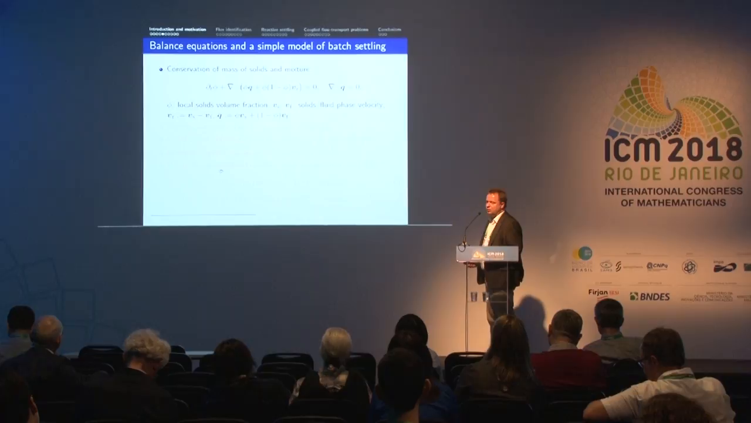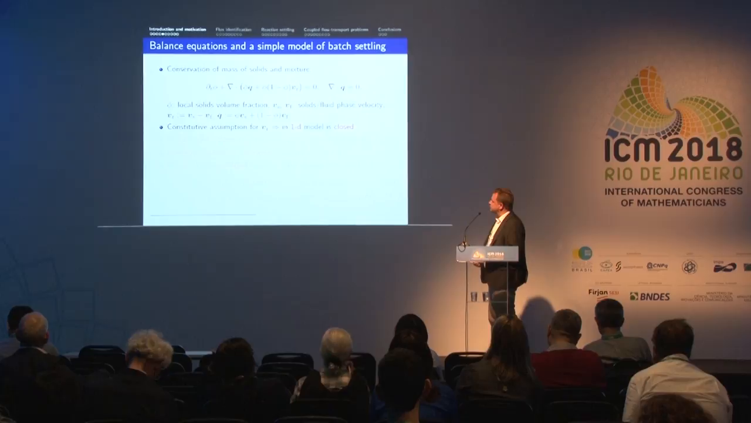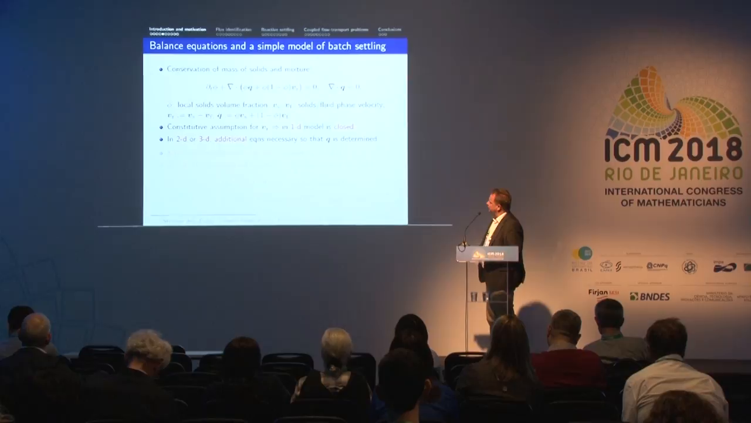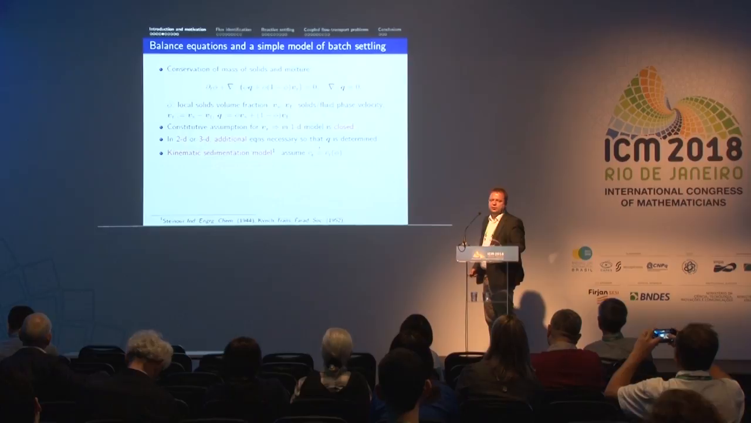The constitutive assumption for one space dimension that is frequently made, so that the model is closed, is that the relative velocity is a function of phi. Otherwise, if we extend the same model to two or three space dimensions, we have to solve additional PDEs that determine the average flow field.